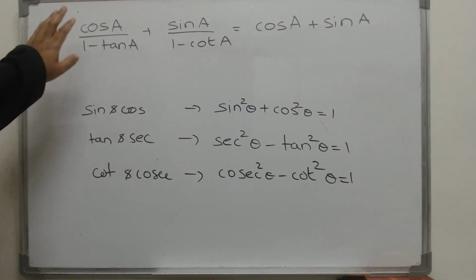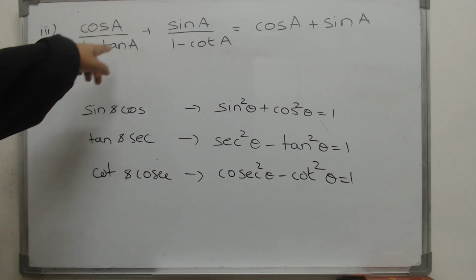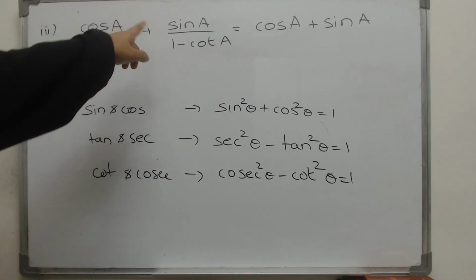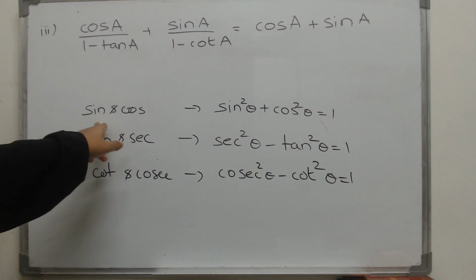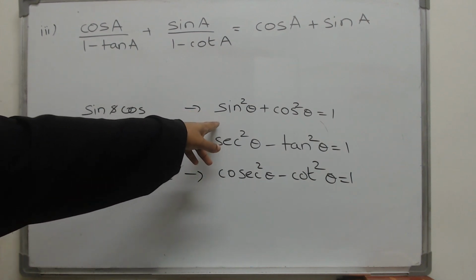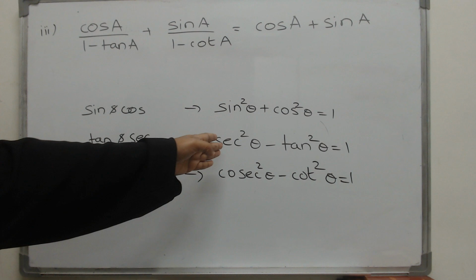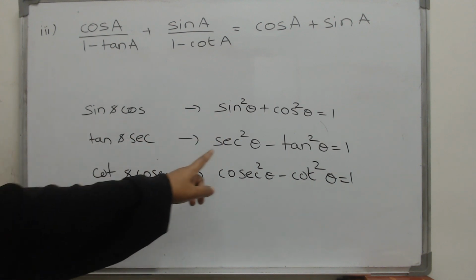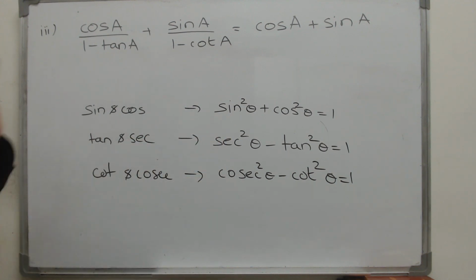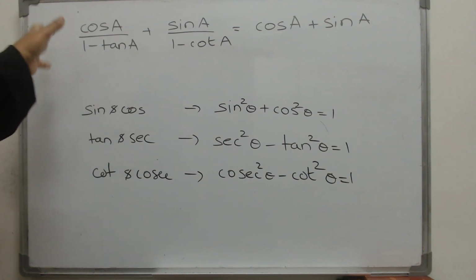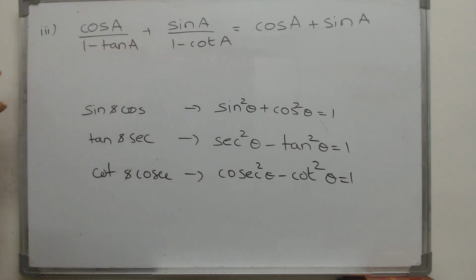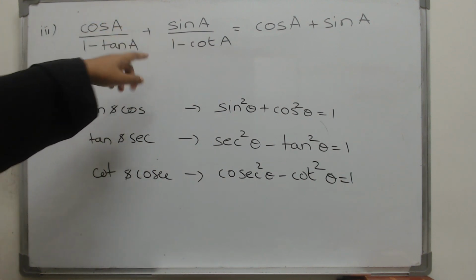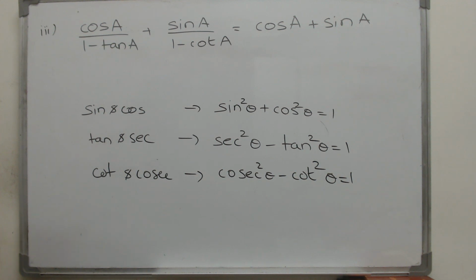Now this is our next question. You see a lot of trigonometric functions here, cos and sine and tan and cot. Now what are the sets of trigonometric functions which are related by equations? We have sine and cos related by this equation, tan and sec with this equation, cot and cosec with this equation. Now what do you think we can apply here? What can we do with this sort of an expression? We can try to get all of them in terms of cos and sine. That will make our calculation easy.